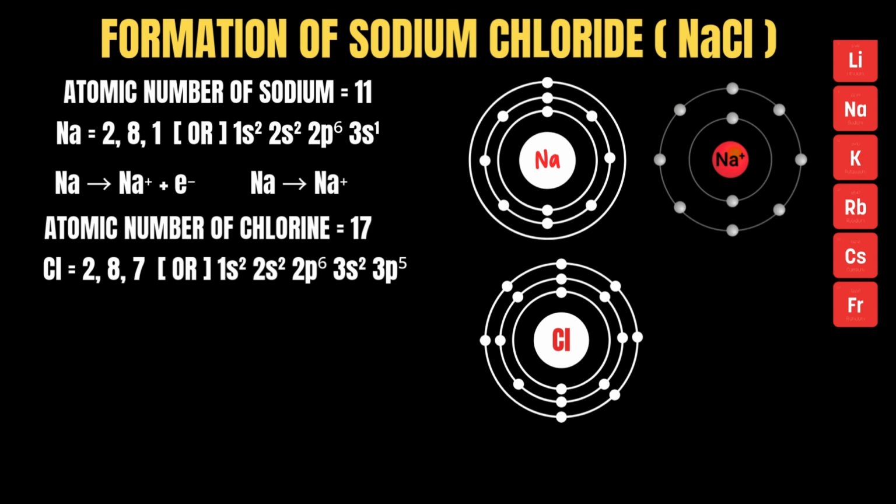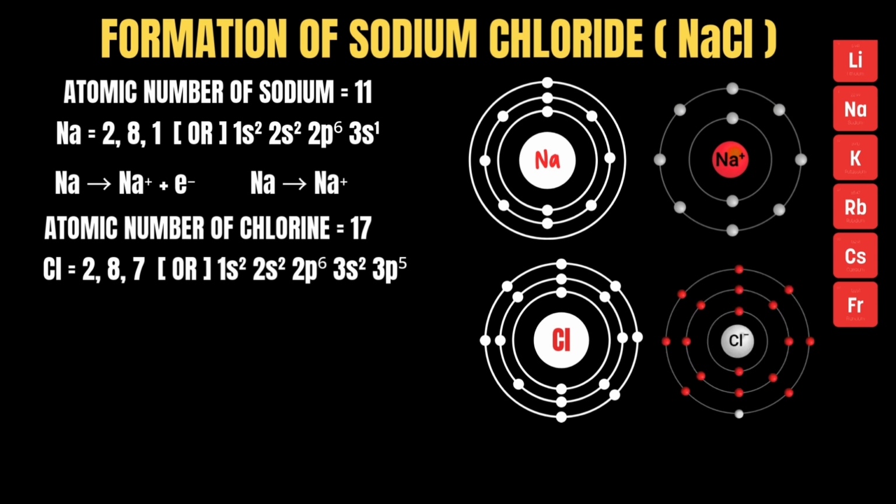The 1 electron that sodium lost, chlorine will gain that electron. When chlorine gains 1 electron, it will have 8 electrons in its outermost shell, and its octet will be complete. When chlorine gains 1 electron, a negative charge appears on chlorine. And this happens because chlorine gained a negatively charged electron. So chlorine becomes negatively charged. We write it as Cl-. This is called chloride ion.